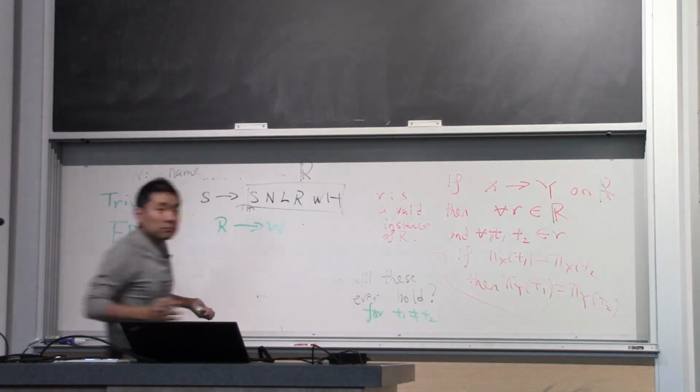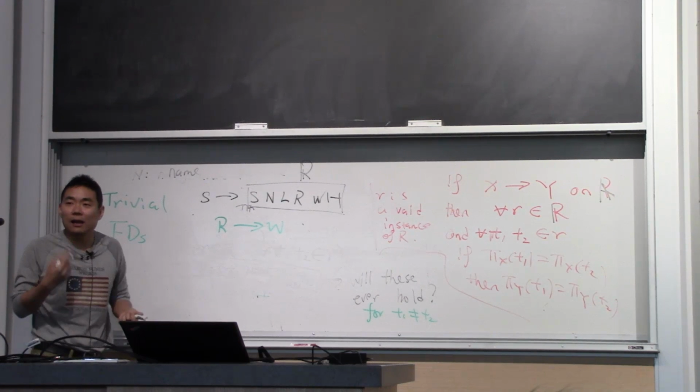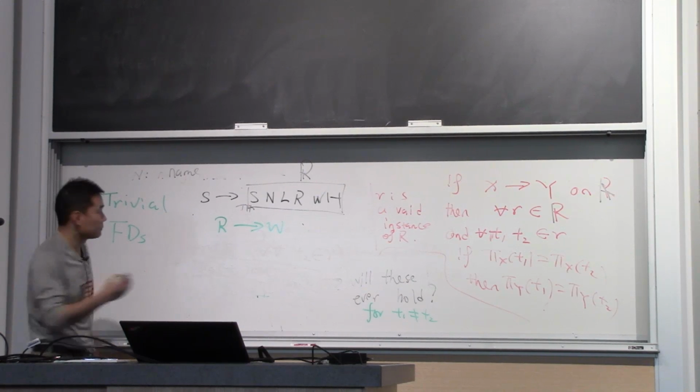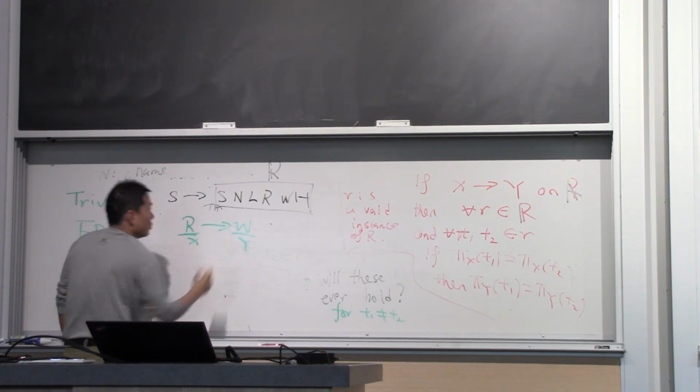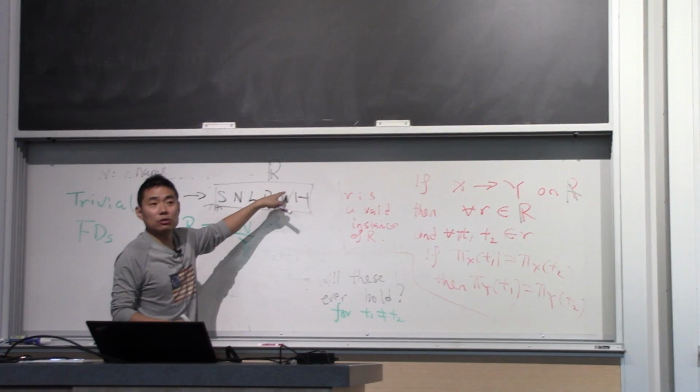So what does that mean when we say rating determines wage? That's a functional dependency, right? Let's just apply the same process we just did. This is your X, this is your Y, and this is still your calligraphy R. So good?